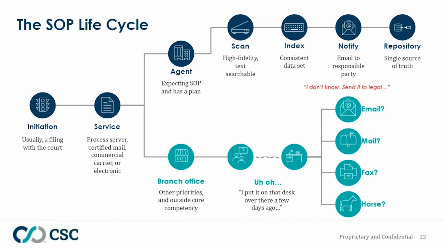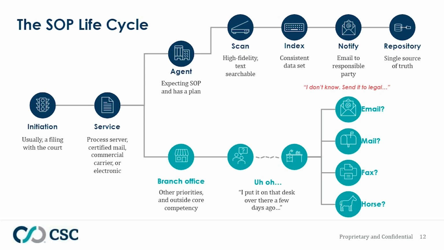So what we have here is a high-level representation of the SOP lifecycle, and specifically the front end of that lifecycle. There's lots of things that happen beyond this, but I want to juxtapose two very different versions of this experience. We're going to talk about the distinctions between what happens in what I'll call the best case scenario, where the document comes in through your registered agent, hopefully a professional and highly competent registered agent. We'll call them CSC for the sake of discussion today.